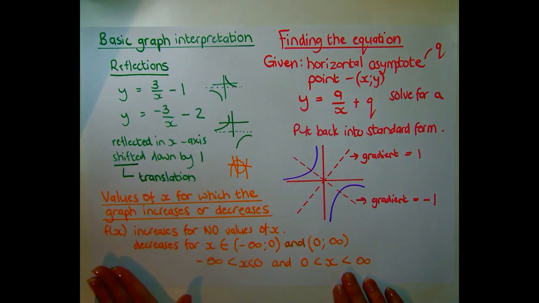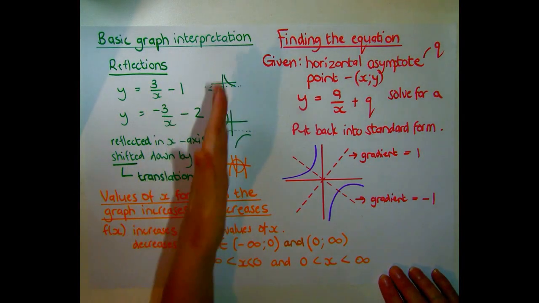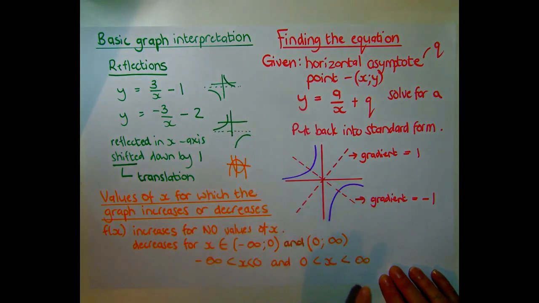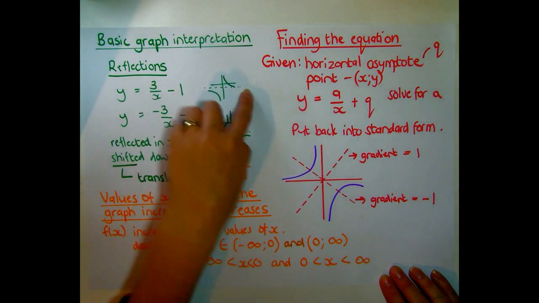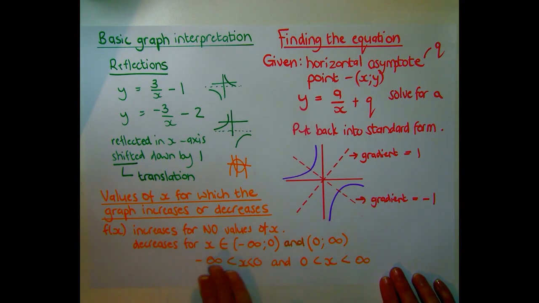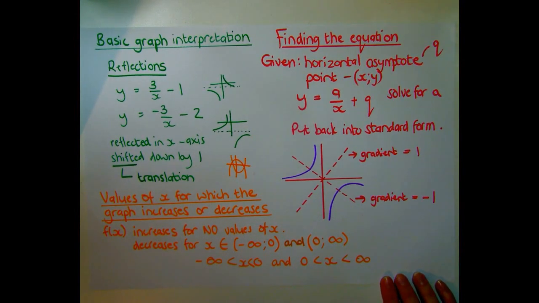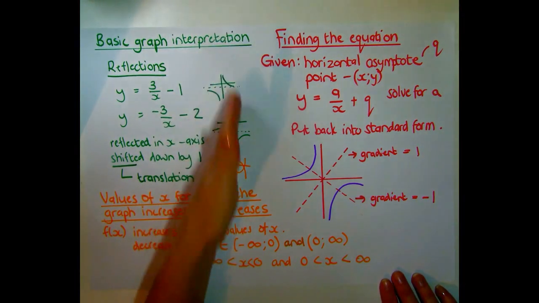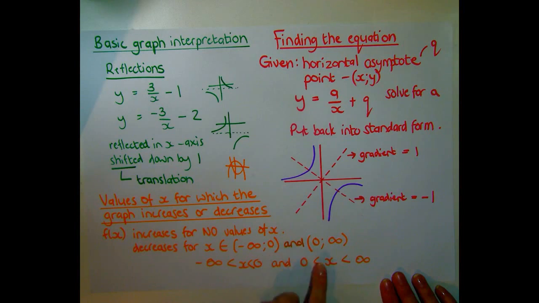The values for which a graph increases or decreases is your ruler test again. These ones either increase, like these ones here, going up, or decrease, like that one there, going down. So they increase for no values of x and decrease for all values of x, or the other way around. Except for, of course, at the asymptote, so at that point there, at the 0, that is not included. So make sure that you write it in a way that makes it clear it's not doing anything at the point where x is 0.